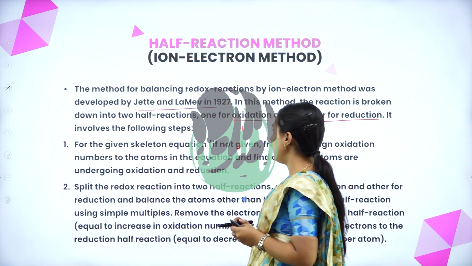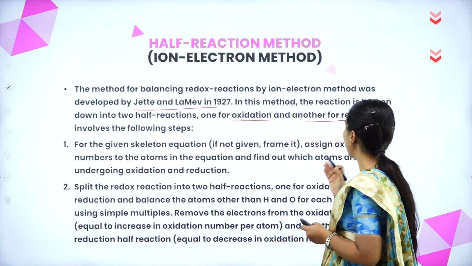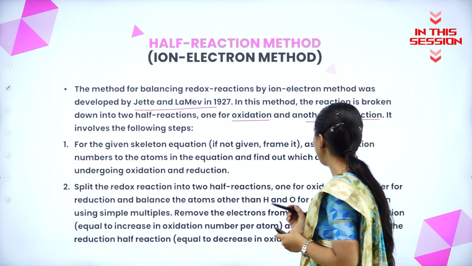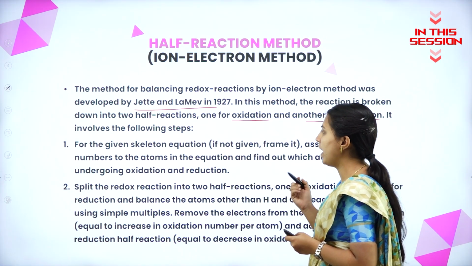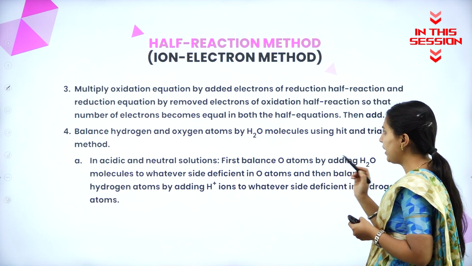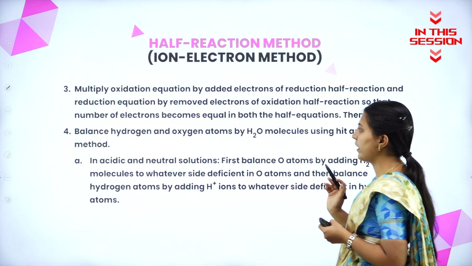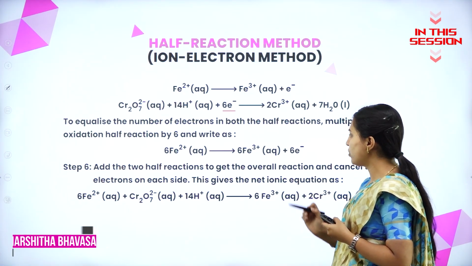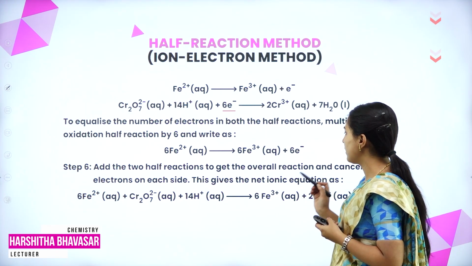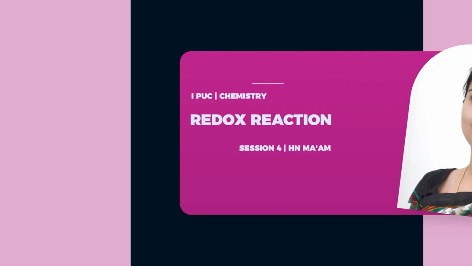For the given skeleton equation, if not given, frame it. Assign oxidation numbers to the atoms in the equation and find out which atoms are undergoing oxidation and reduction. Balance hydrogen and oxygen atoms by water molecules using hit and trial methods. Add the two half reactions to get the overall reaction and cancel the electrons on each side. This gives the net ionic equation.